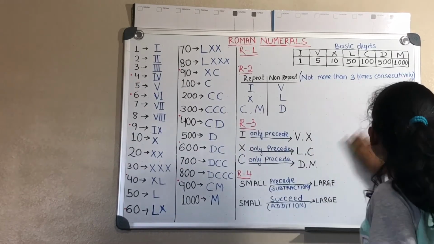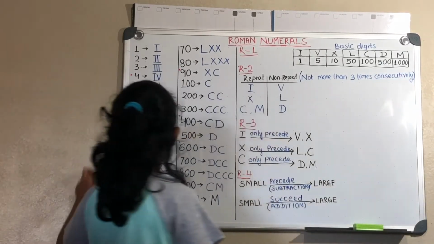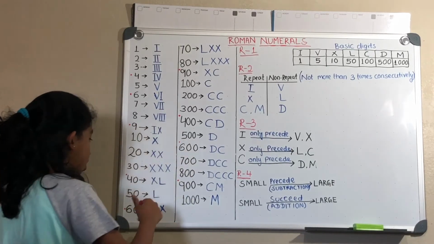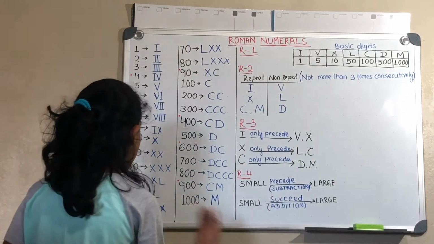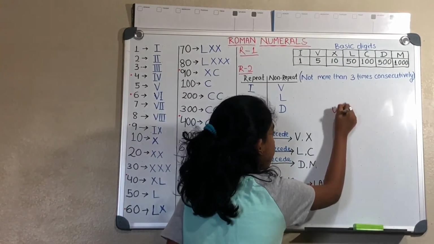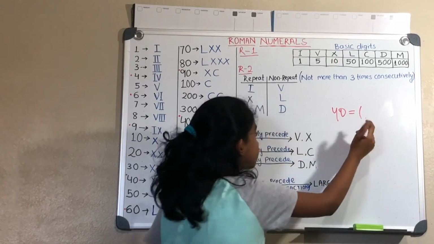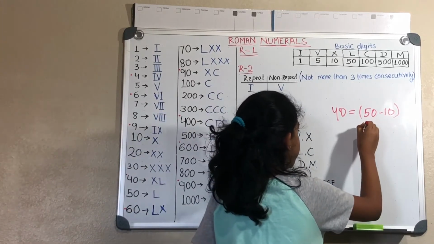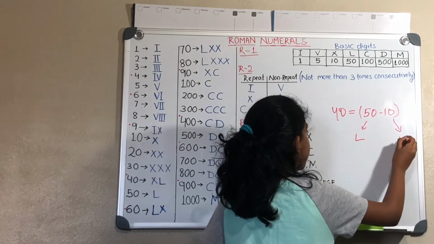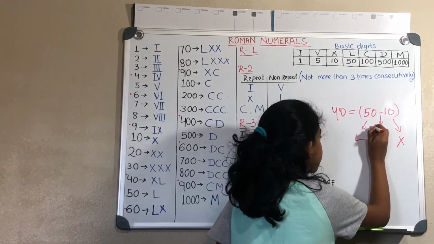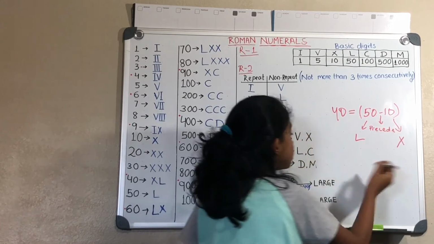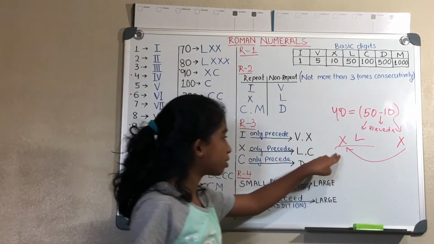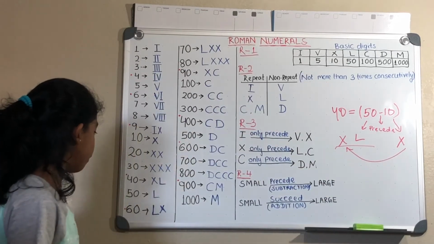Now 10 is X, 20 is XX, 30 is XXX, and 40, like the previous ones, would become XXXX, so we have to find another solution for that. This time, 40 can be looked at as 50 minus 10. So 50 is L, and 10 is X, and this subtraction is preceding. Since it's preceding, the X has to come before the L, resulting in XL, which is 40.